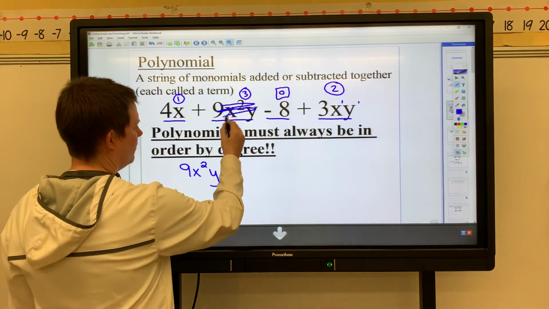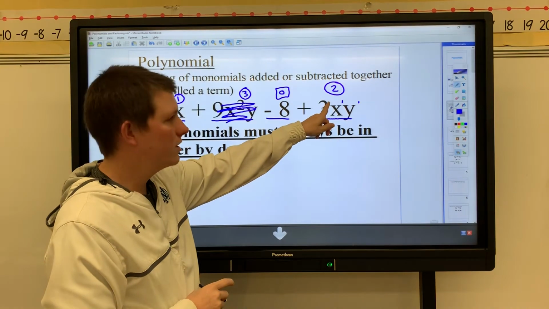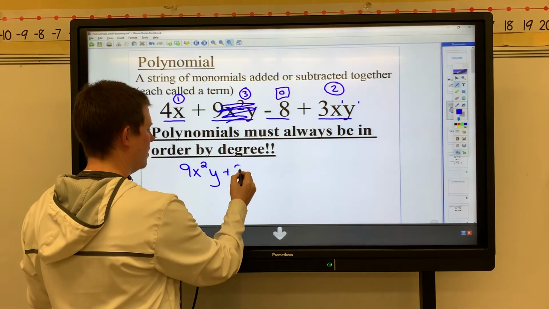So basically, we've used that one. That's the largest one. So that's a degree of 3. The next largest is degree of 2. So that one needs to go next. So we're going to make that plus 3xy.